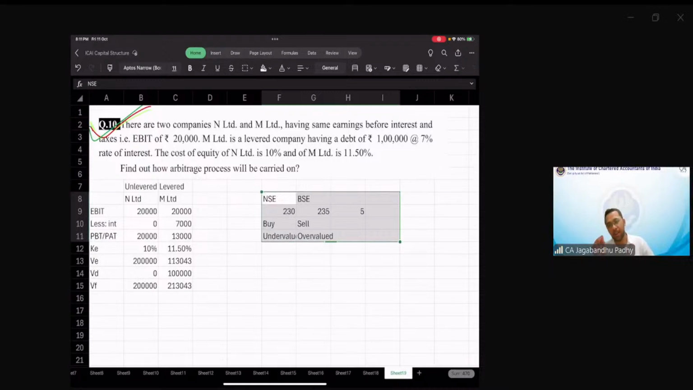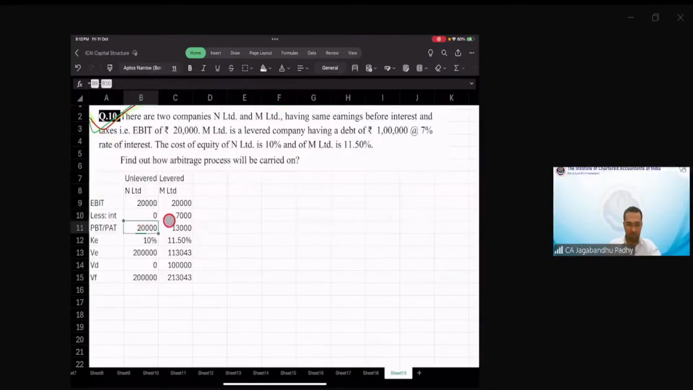Arbitrage means buying the shares in the undervalued market and selling them in the overvalued one. Whatever is undervalued, we are going to buy, and whatever is overvalued, we are going to sell. Right? So we are going to buy the shares which have a lesser price and sell the shares which have a higher price. This is what we mean by arbitrage.